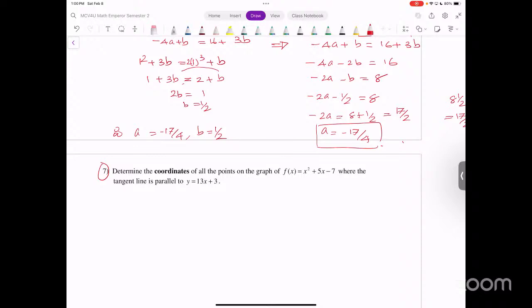Let's see what's going on. Who's done? No, one of the coordinates. I got one of the coordinates, but I don't know. Wait, of all the points. Okay, I haven't found one.